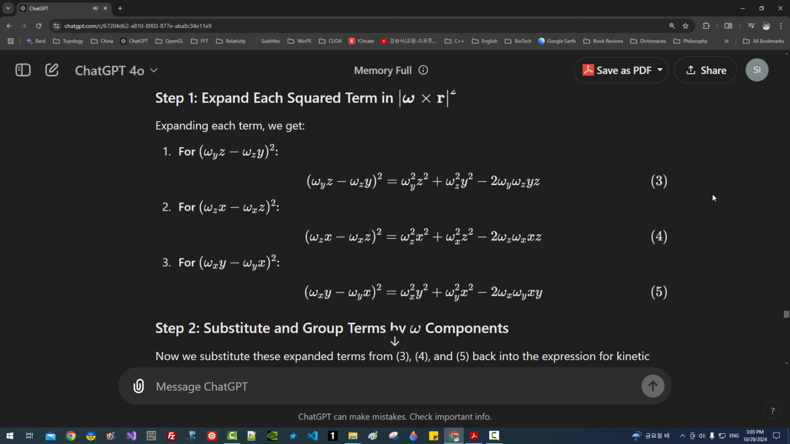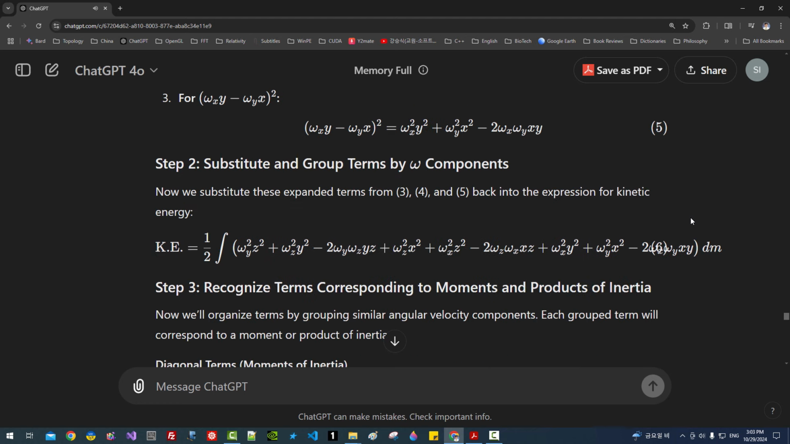Step 1. Expand each squared term in (ω × r)². Expanding each term, we get: 1. For (ω_y z − ω_z y)², we have ω_y² z² + ω_z² y² − 2 ω_y ω_z y z. 2. For (ω_z x − ω_x z)², we have ω_z² x² + ω_x² z² − 2 ω_z ω_x x z, tag 4. 3. For (ω_x y − ω_y x)², we have ω_x² y² + ω_y² x² − 2 ω_x ω_y x y.